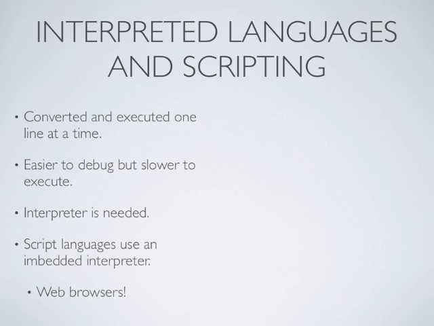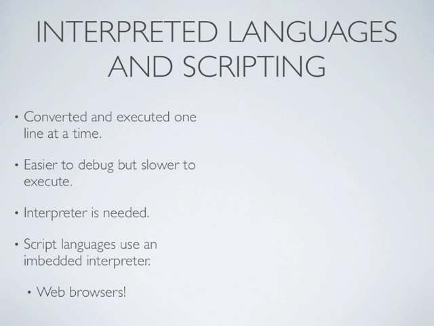So if we wrote a JavaScript script that had three different statements in it, what would happen is the first line would first be converted into binary and then executed. The second line would then be converted into binary and executed. The third line, and so on and so forth. There are advantages and disadvantages to this particular way of working.